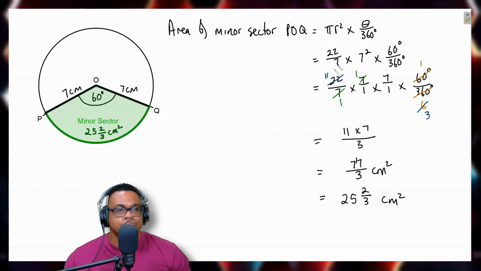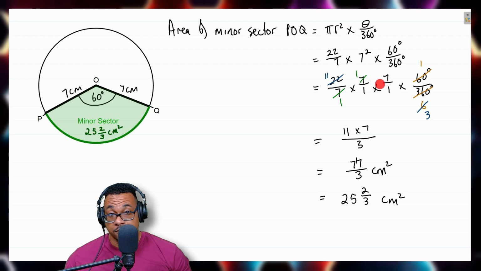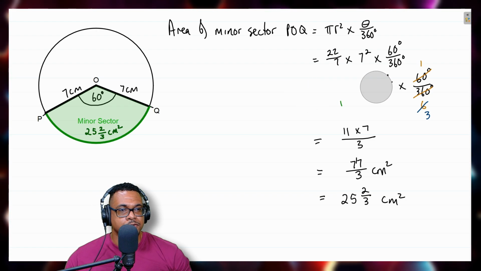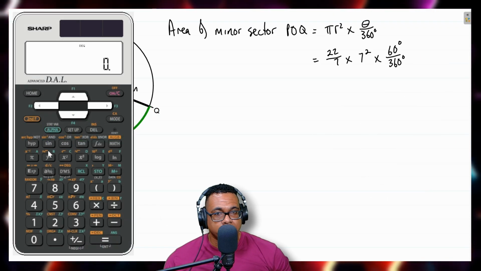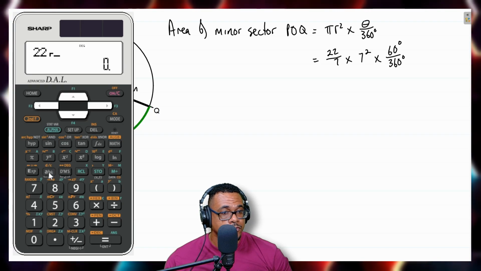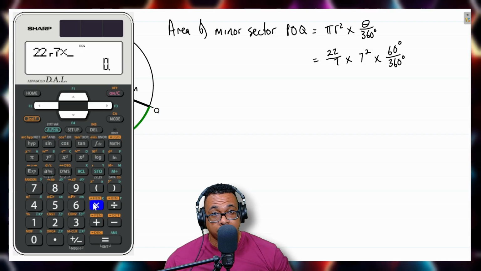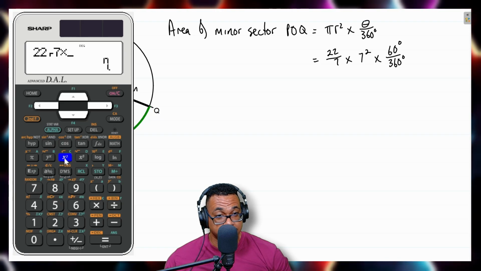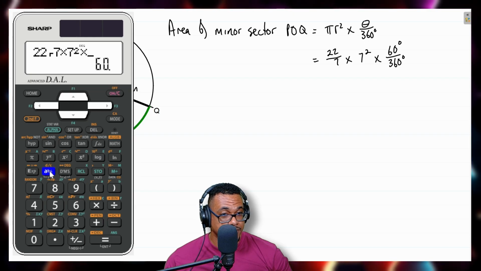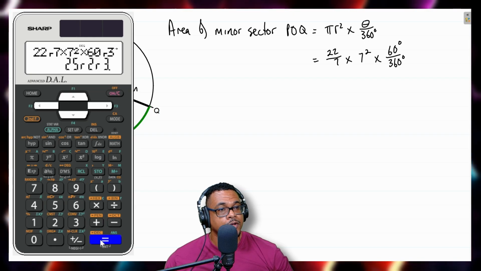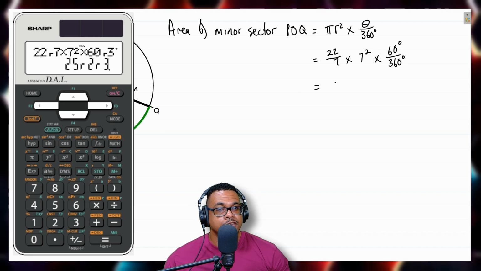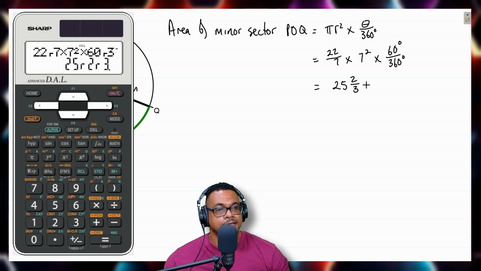Now, yes, we can do all this on the calculator as well, using the fraction button and getting the answer as a fraction. Let's erase all of this. All right, so here I have my calculator up. Let's use the fraction button. So 22 over 7, multiply by 7 squared. So press 7 and the x squared button to square it. Multiply by 60 over 360. So 60, fraction button here, over 360. Press equal. And you see that we get the 25 and 2/3. All right, so we got straight 25 and 2/3 on the calculator, centimeters squared.